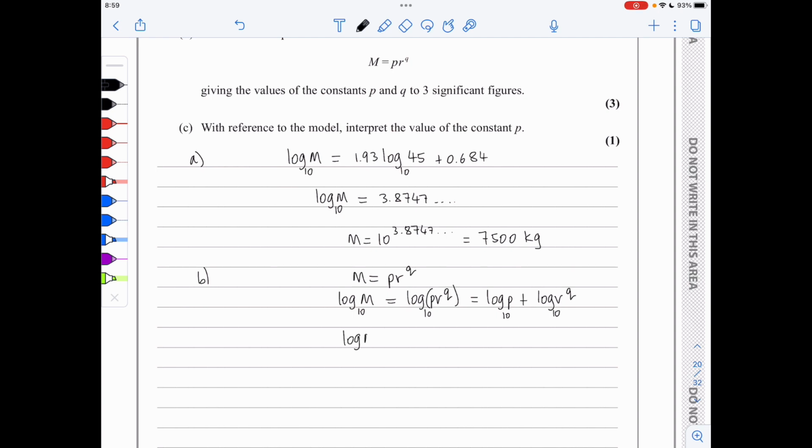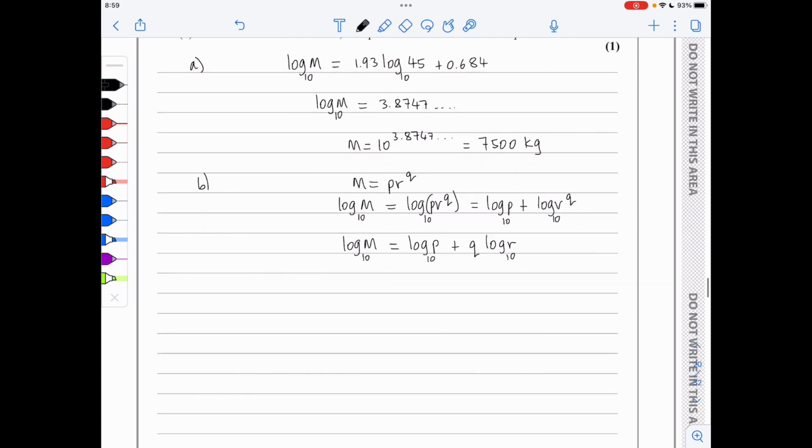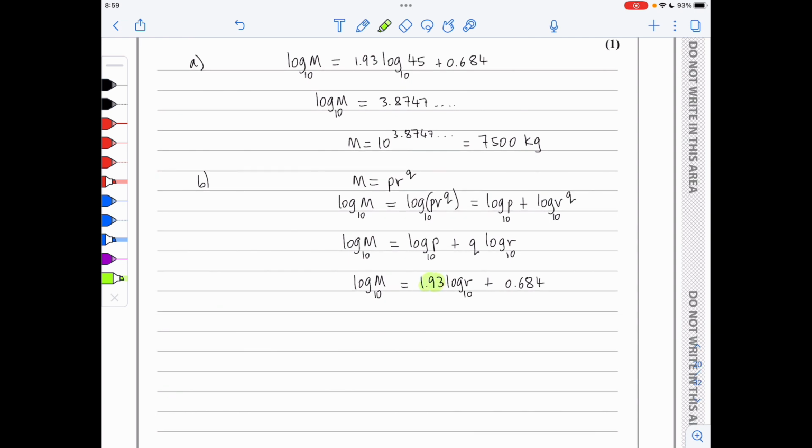So we have log of M base 10 is log of P base 10 plus Q log of R base 10. And we also know we have been given that log of M base 10 is equal to 1.93 log R base 10 plus 0.684. So if I compare, I can see that the 1.93 must be the Q and the 0.684 must be the log of P base 10.